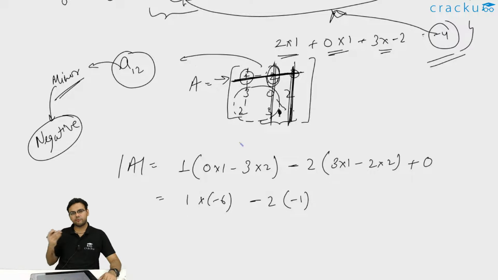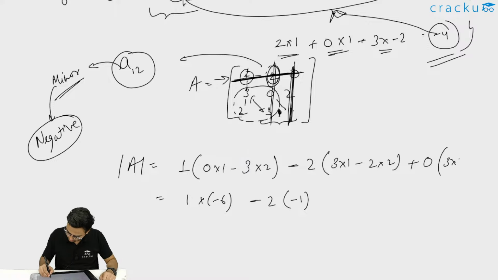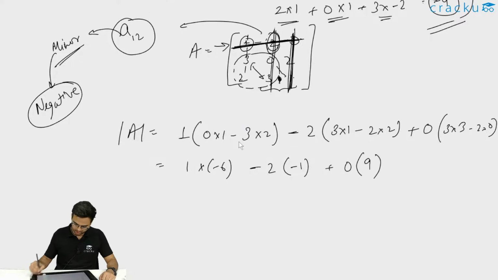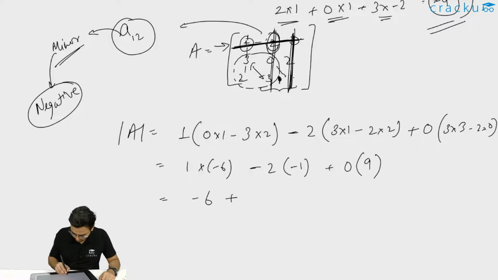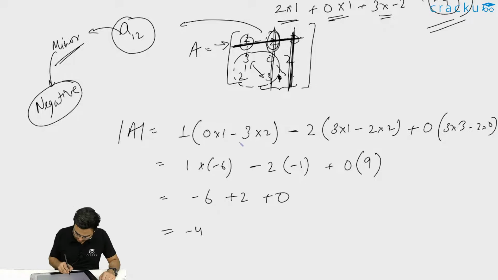So what I have to do, I have to calculate the determinant of this submatrix. This is 3 into 3 which is 9 minus 2 into 0, which is 0. So 9 minus 0, which is 9. Now 1 into minus 6 is minus 6. Minus 2 into minus 1 is plus 2, and plus 0 into 9 is 0. So this will be minus 4.